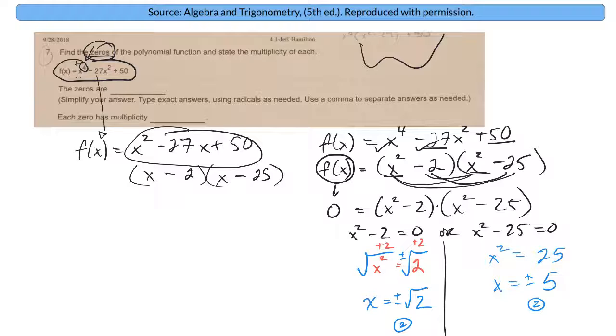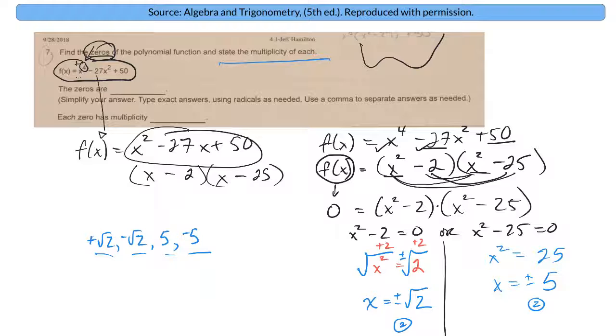Now they say what's the multiplicity of each? Multiplicity is just when you have doubled up. So none of these are doubled up because I have a positive root 2, a negative root 2, a positive 5, and a negative 5. None of those are the same. Same numbers but different signs, but that doesn't count. So they're not the same. Therefore, you'd say these are my 4 zeros, and the multiplicity of each would be 1.